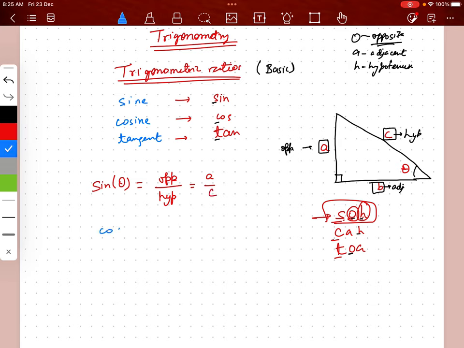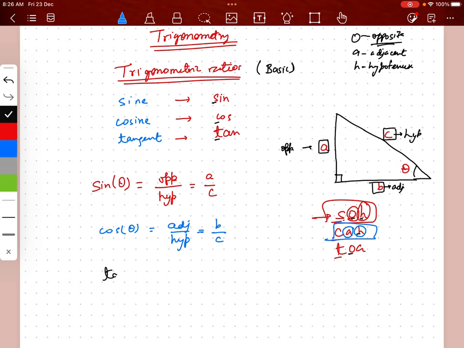Now, what is the cosine of theta for the same angle? When we read CAH, the C is cosine, and this is the ratio of adjacent over hypotenuse. Adjacent is the side length B, and the hypotenuse is the side length C. So these are two ratios, sine and cosine. And then comes the tangent.